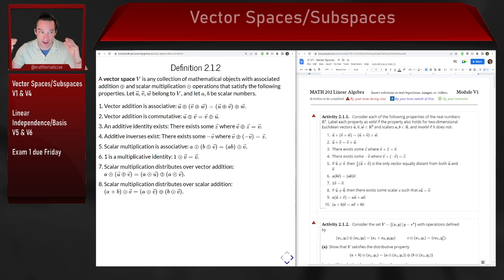So those 4 properties have to do with just the addition operation so far. And then the next set, we're going to look at how multiplication is supposed to work and also how it's supposed to interact with addition.